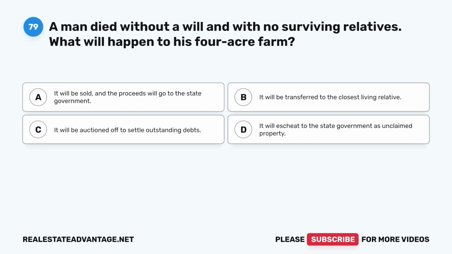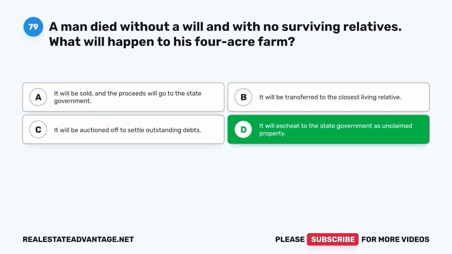Question 79. A man died without a will and with no surviving relatives. What will happen to his 4-acre farm? A. It will be sold and the proceeds will go to the state government. B. It will be transferred to the closest living relative. C. It will be auctioned off to settle outstanding debts. D. It will escheat to the state government as unclaimed property.